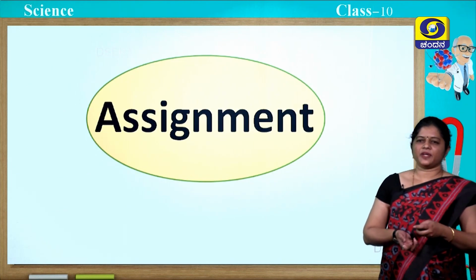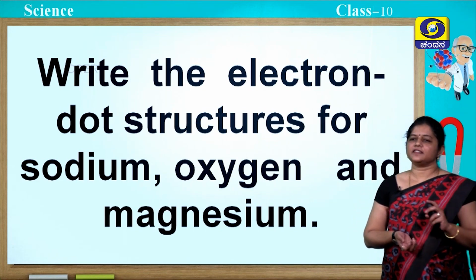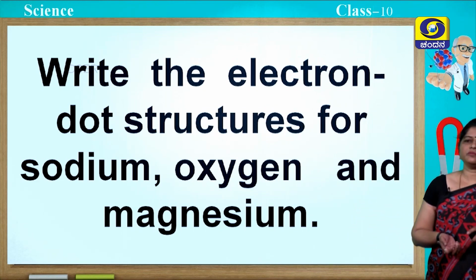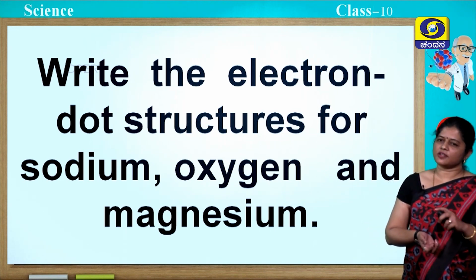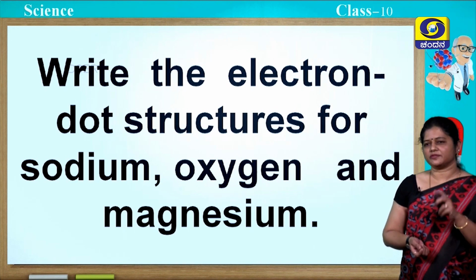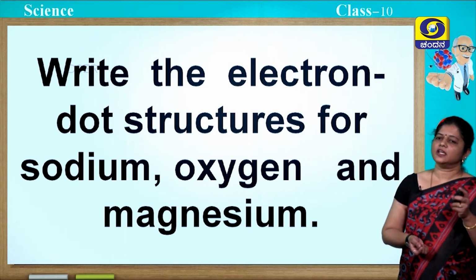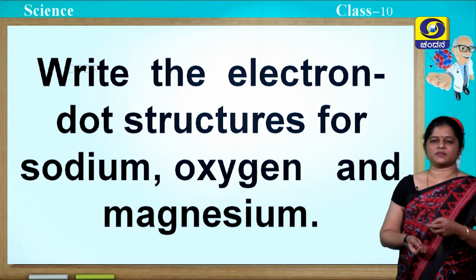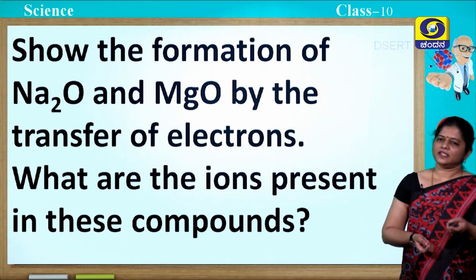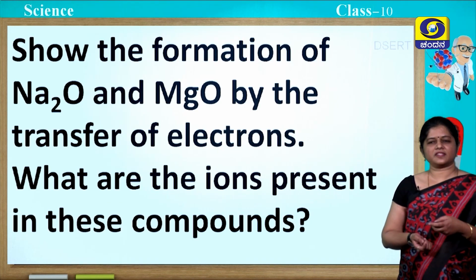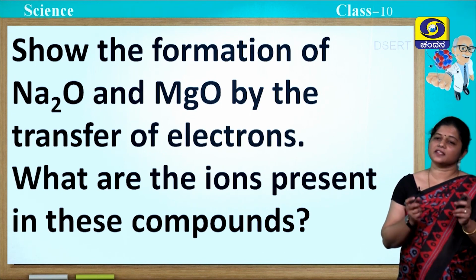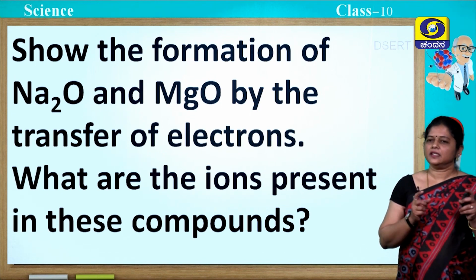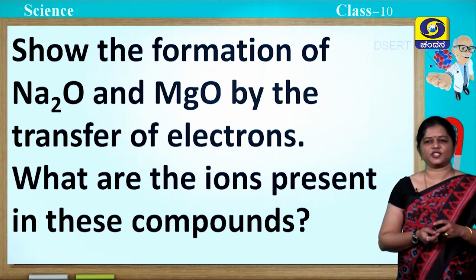And it is time for your assignment. Write the electron dot structures for sodium, oxygen and magnesium. You have already learned to write the dot structures of electrons. Another one, show the formation of sodium oxide and magnesium oxide by the transfer of electrons. Now, what are the ions present in these compounds? You have to write the names of the ions that are present in sodium oxide and magnesium oxide.